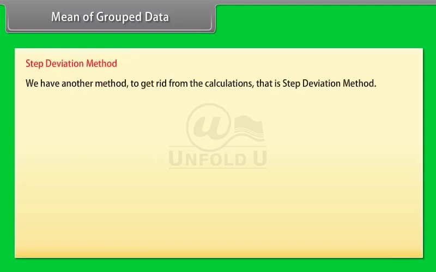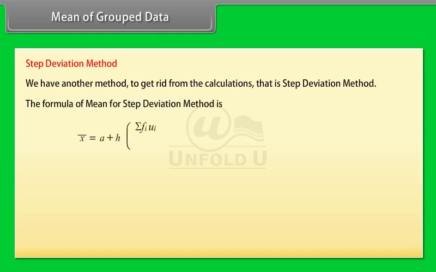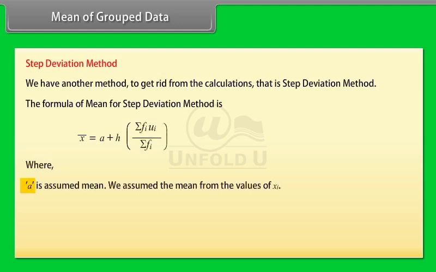Step deviation method. We have another method to get rid of the calculations, that is step deviation method. The formula of mean for step deviation method is a plus h multiplied by summation of the product of fi and ui divided by summation of fi, where a is the assumed mean. We assume the mean from the values of xi. h is the class size. ui is equal to xi minus a divided by h.